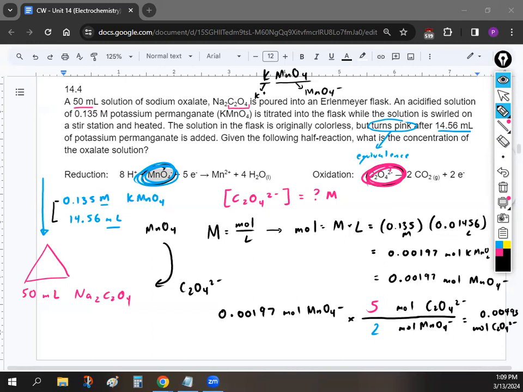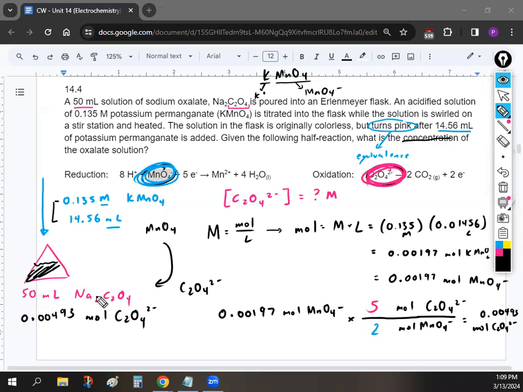So far, so good? Okay, so if we go back and put this number in, that means that inside of this flask originally, we have 0.00493 moles of C2O4 2 minus. Okay, and then the question is asking, what is the concentration? So we're looking for molarity.